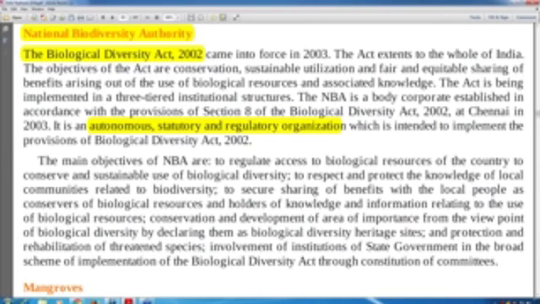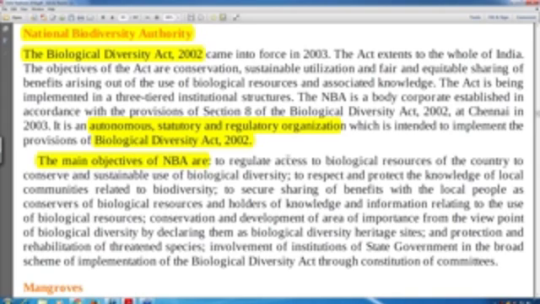The question can be: National Biodiversity Authority being intended to implement provisions of what? So the answer has to be Biological Diversity Act 2002. So please be careful, this can be a question. Then the main objectives of NBA, National Biodiversity Authority, are. Now this is a mains question. Directly they may ask you, what are the objectives of it? Just go through it, simple language.